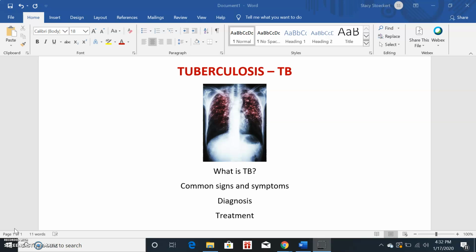Sputum cultures and a chest x-ray can also be used to diagnose TB. If the PPD is positive, a chest x-ray will be done to diagnose active disease.